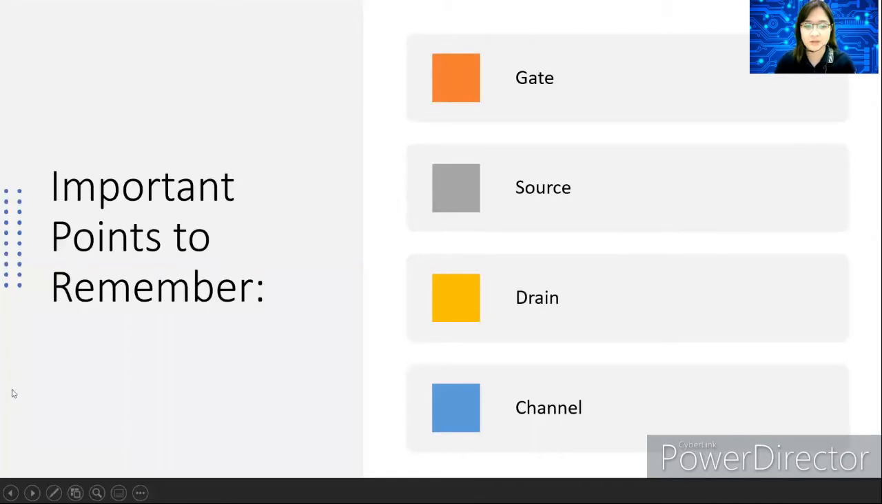And following are some important points to remember about FET. First is the gate. By using diffusion or alloying technique, both sides of the N-type bar are heavily doped to create a PN junction. These doped regions are called the gate. For the source, it is the entry point for majority carriers through which they enter the semiconductor bar. Next is the drain. It is the exit point for majority carriers through which they leave the semiconductor bar. And the last one is the channel. It is the area of N-type material through which majority carriers pass from the source to the drain.